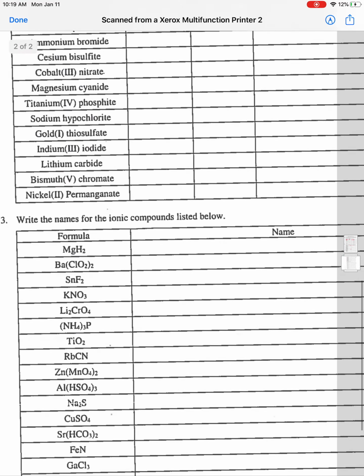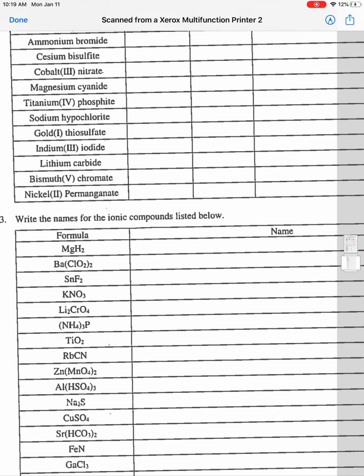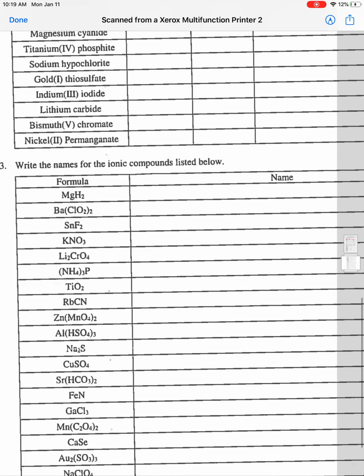Let's go ahead and flip to the back page. On the back page, in the third table, you are given the formula and asked for the name. We did a few of these examples in our notes, but on this first one, MgH2. Mg is from the element magnesium. Magnesium does not need a Roman numeral because it is in group 2. Hydrogen is the next element. We can't call this magnesium hydrogen though because this is clearly a compound. So we would have to call this magnesium hydride.